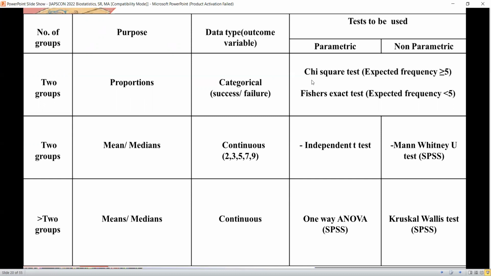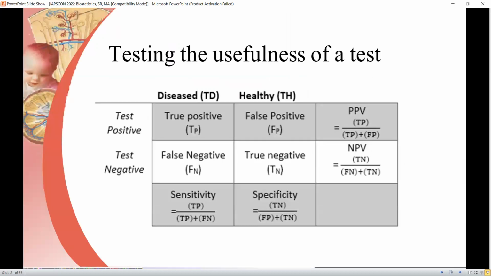So to summarize, if you have 2 groups and proportions, like a success or failure, you are going to use a chi-square test if the expected frequency is more than 5, or Fisher's exact test if the expected frequency is less than 5. If there are 2 groups and it is continuous data like mean and median, you're going to do an independent t-test if it is a normal sample, or a Mann-Whitney U test if it is a non-parametric sample. If there are more than 2 groups with continuous data, then you can do one-way ANOVA or the Kruskal-Wallis test. You need SPSS software for these things, and at that stage probably you will seek the help of a statistician.